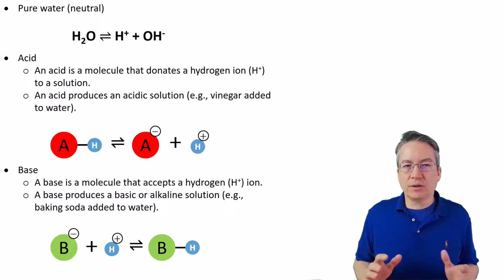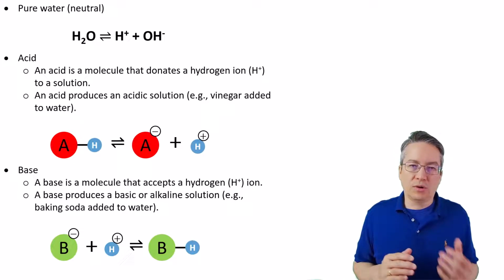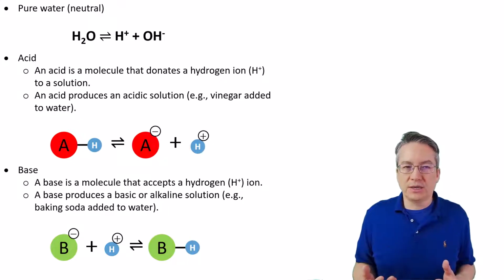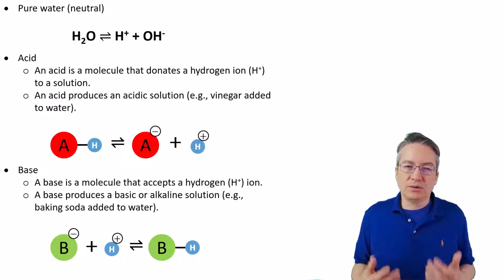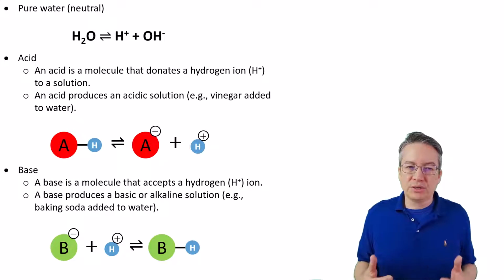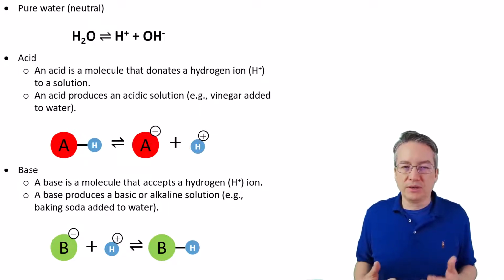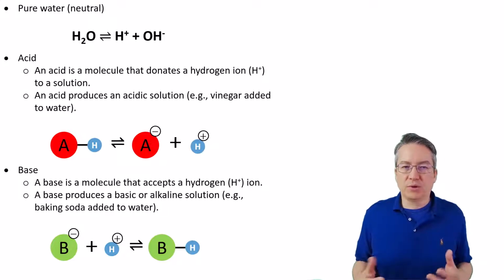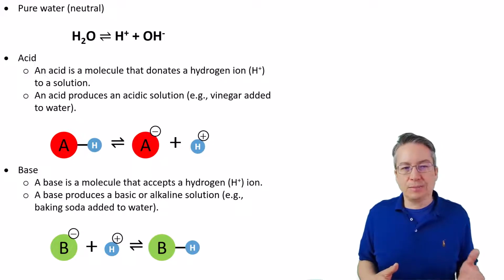So again, pure water is neutral. Water will break apart occasionally into hydrogen ions and hydroxide ions. Now, when we add in something called an acid, this is going to change the hydrogen ion concentration. An acid is a molecule that donates a hydrogen ion to a solution. So the acid produces what's called an acidic solution. An example you might be familiar with is vinegar. If we add some vinegar to water, we'll make the solution of vinegar and water more acidic. And you can see a picture here of what this would look like.